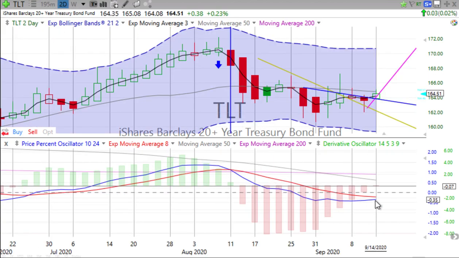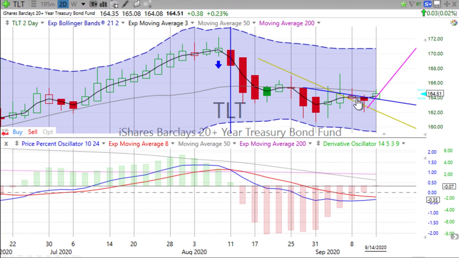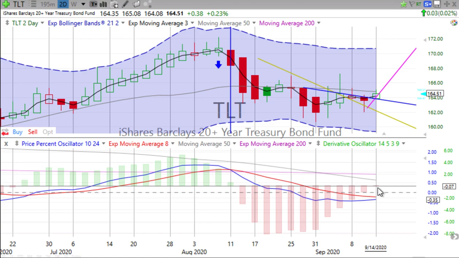We go to the 2-day chart. What do we see? The price percent oscillator's heading up, hasn't crossed over going up yet, but we see where bonds bottomed all the way back on Monday the 31st of August, up for 4 days, sort of sideways and down for 4 days, and this latest 2-day candle up. And again, we'll just wait, see what there is to see here. It did pierce through a sort of crappy 2-day trend line, but derivative oscillator still barely negative.